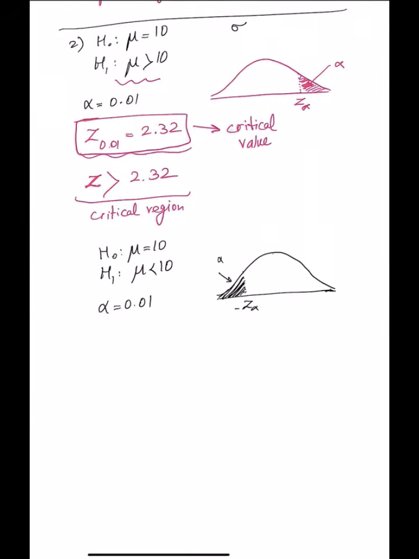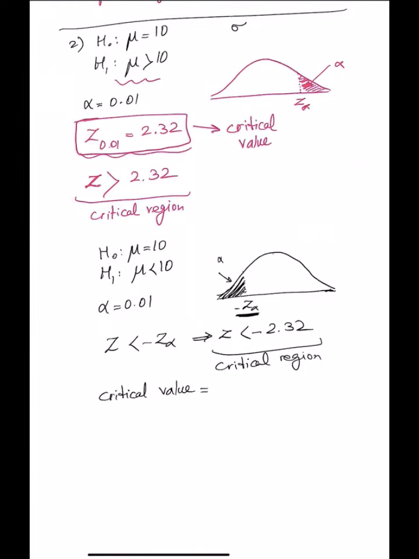And then the critical region will be any value for the test statistics that is less than minus z alpha, and that's going to be any value for z that is less than minus 2.32. This is going to be our critical region. And for the critical value, that's going to be this value itself, and that's going to be minus 2.32.